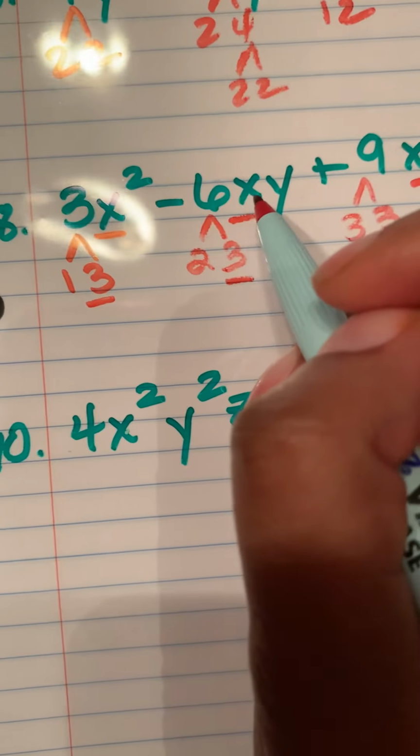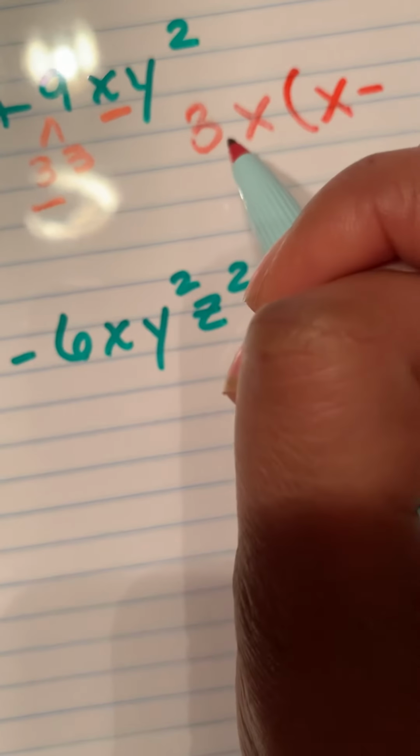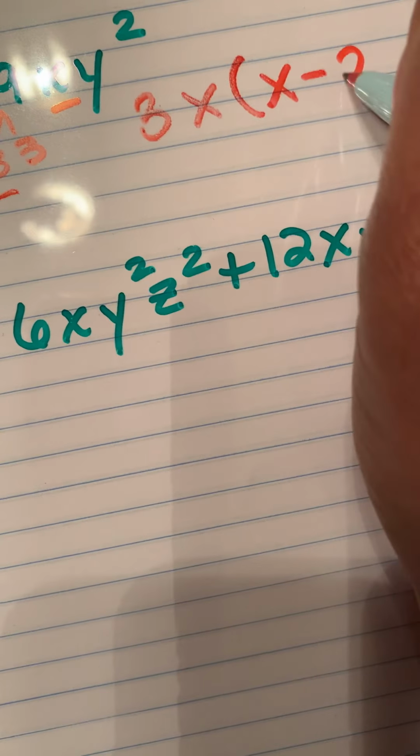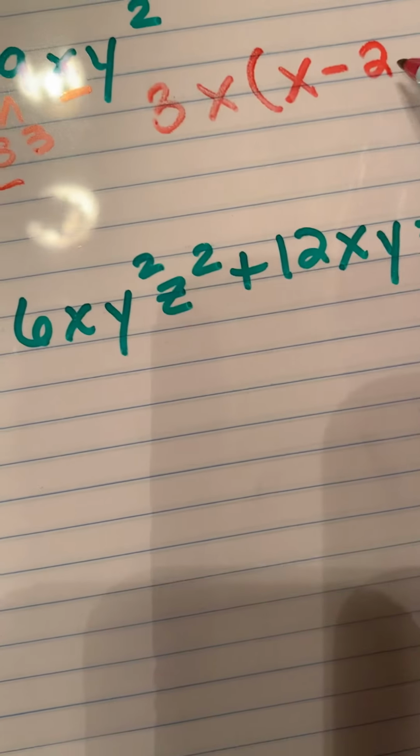You need 6xy. What do you have? I have 3x, because you're not counting. You're only looking at what's on the outside. So you do distributive property, do your times table. What would give me a 6? 2. Okay, I have an x already. What am I missing? The y.